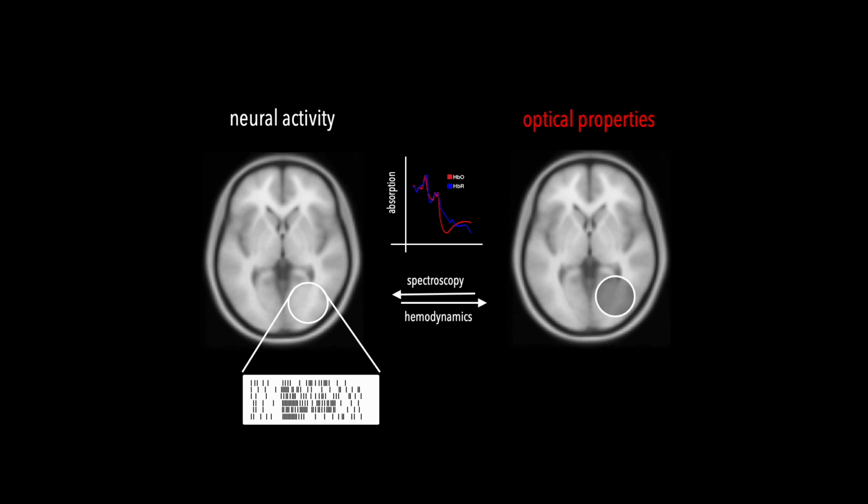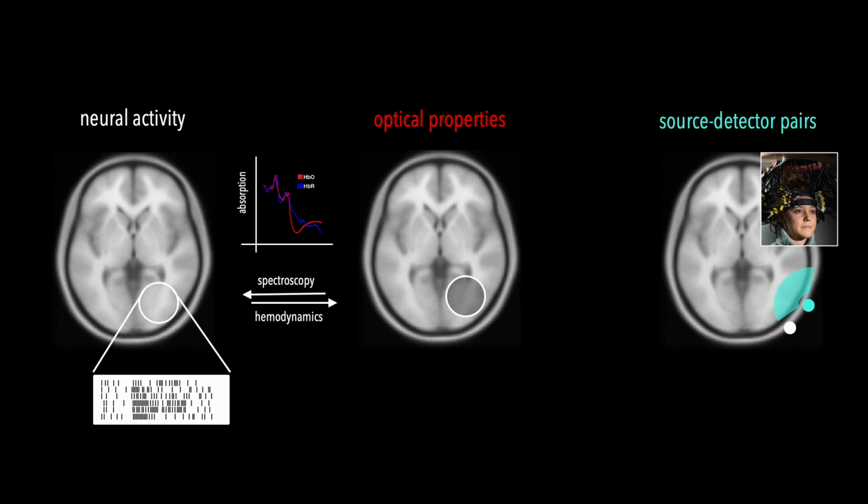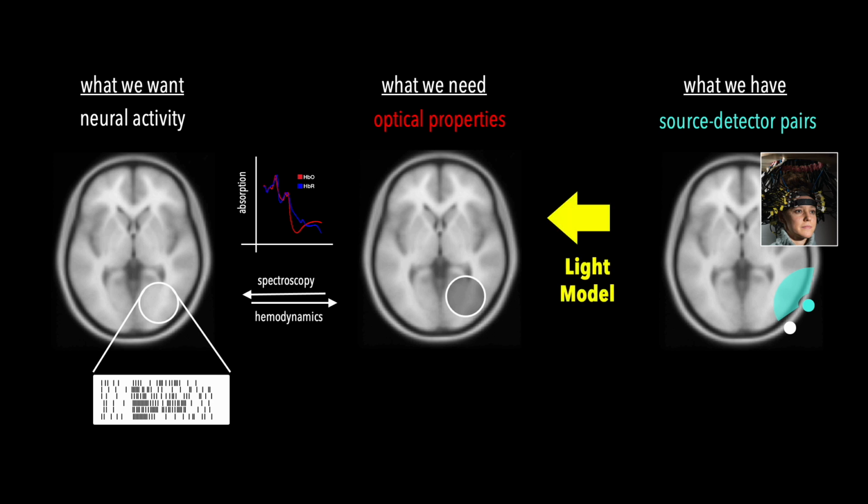However, we can't measure tissue optical properties directly. The available data comprise a collection of light measurements from the scalp that are acquired over the duration of an experiment. The corresponding changes in optical properties must be reconstructed from these data. This requires an accurate model of how light propagates inside the skull.